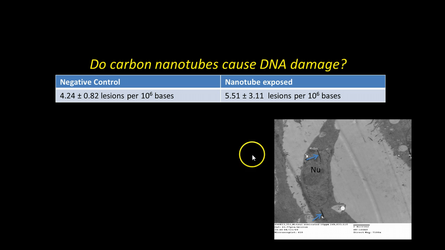And so this is a picture of a cell here. This is an electron microscopy image, a thin section. And you can see here a little picture, like these nanotubes would be taken up by the cell and sometimes they end up in the nucleus. So we're wondering, does that cause DNA damage?